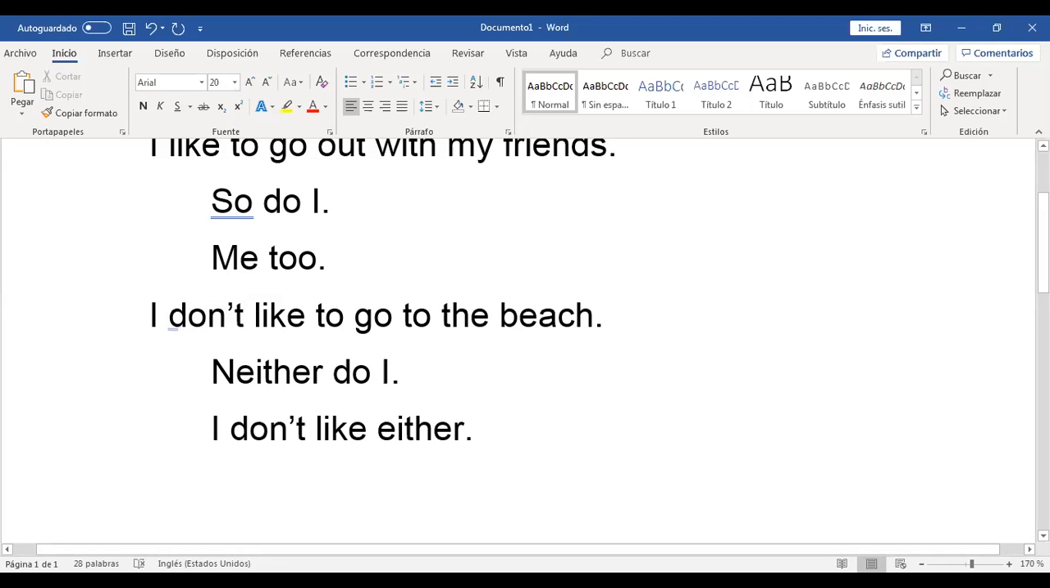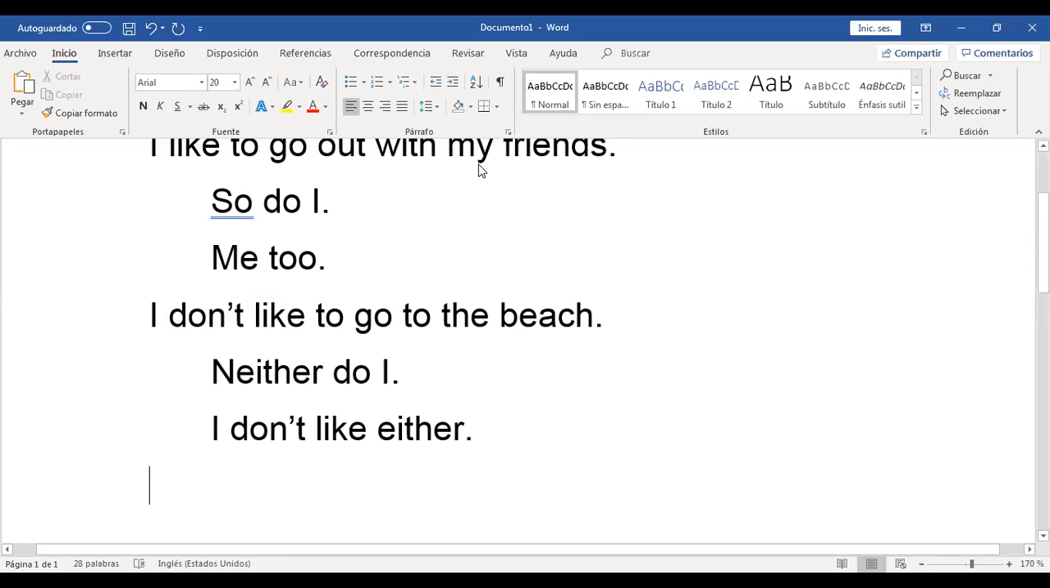Correct. Así como dice Diego, ¿verdad? Diego dice como cuando está en negativo. Esa es la clave. I don't like to go to the beach. Entonces, cuando está en negativo, solo tengo la opción de responder con neither or either. Neither va al inicio, either va al final. Y se mantiene negativo. You see? Yes. Practice. Hace otro negativo.